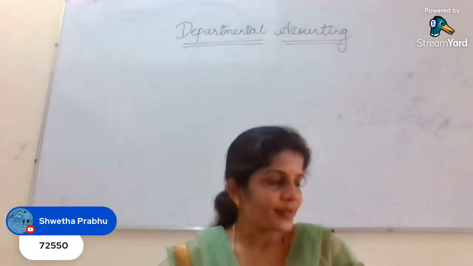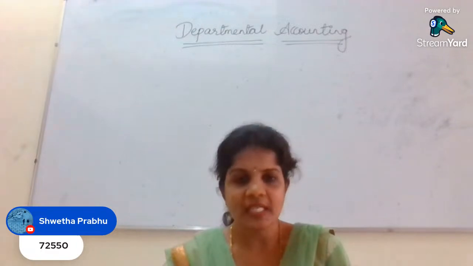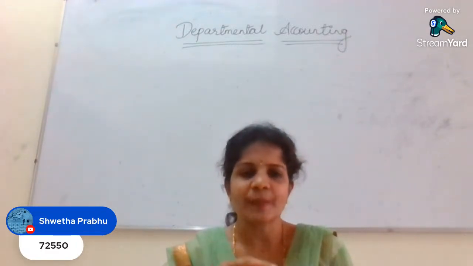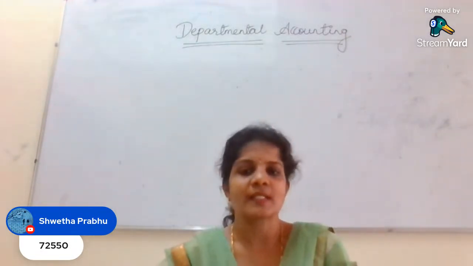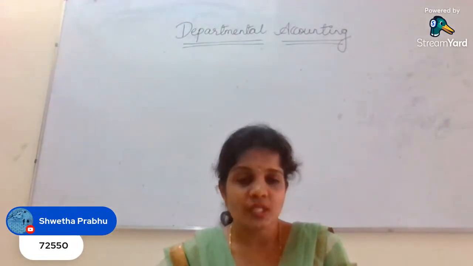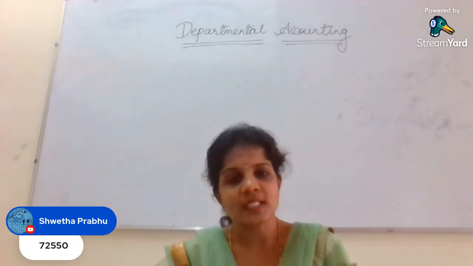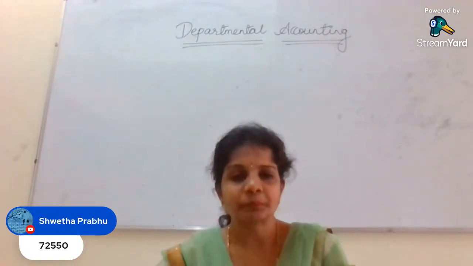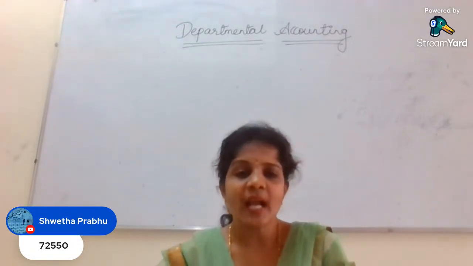So there are two different types of expenditure we have. One is direct expenditure and the other one is indirect expenditure. Direct expenditure means the expenditure with respect to a particular department which can be allocated directly. But the expenditures which cannot be divided directly between two departments, which are general expenditures, are called indirect expenditure, and that indirect expenditure has to be apportioned.